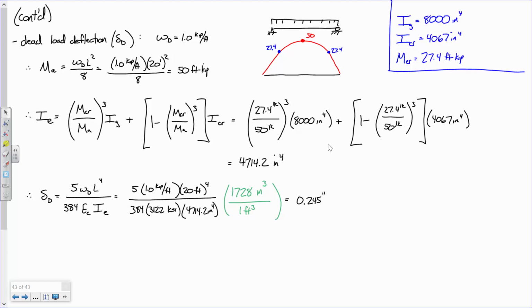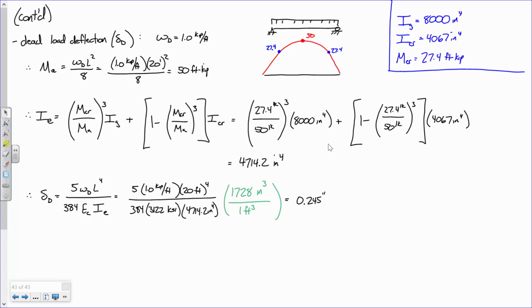Then we compute our deflection. That's just regular old structural analysis that we did last semester. 5WL to the fourth over 384 EI. Plug and chug. Don't forget unit conversions, because we've got feet and inches all over the place. So remember, your deflection unit conversion is 1728. Pop quiz, what's your rotation conversion? Anybody remember that?